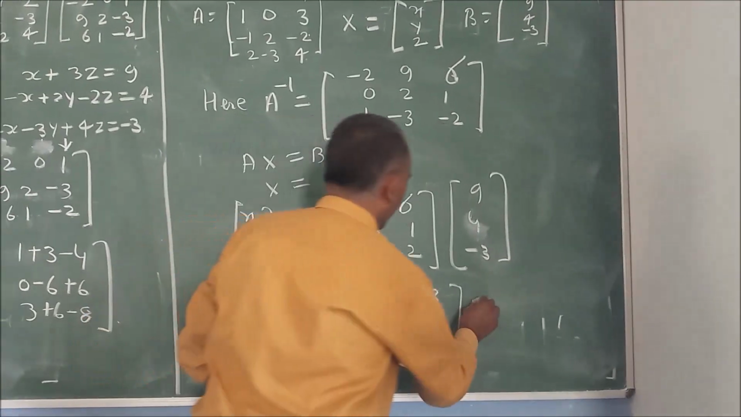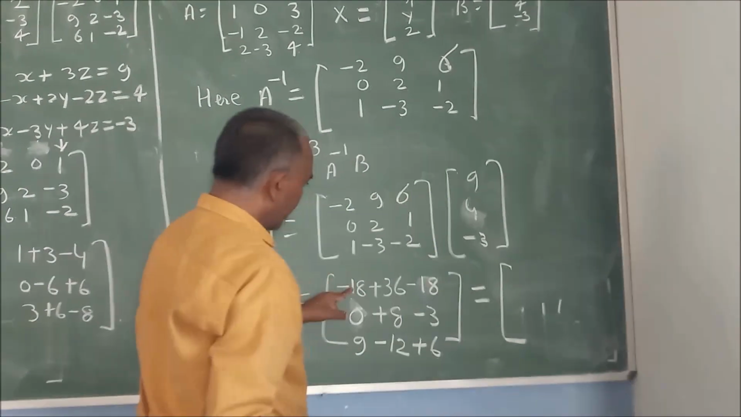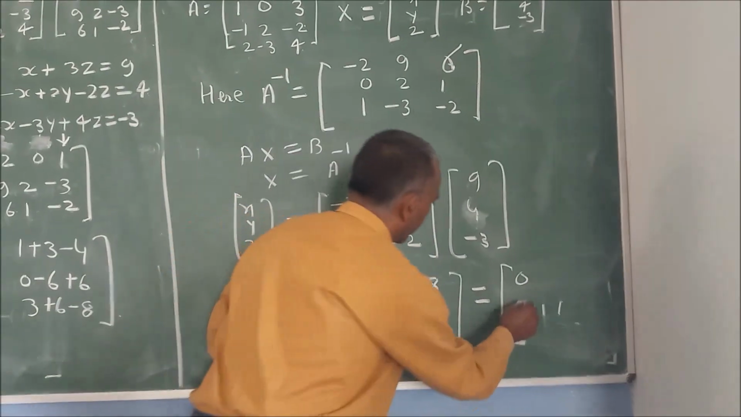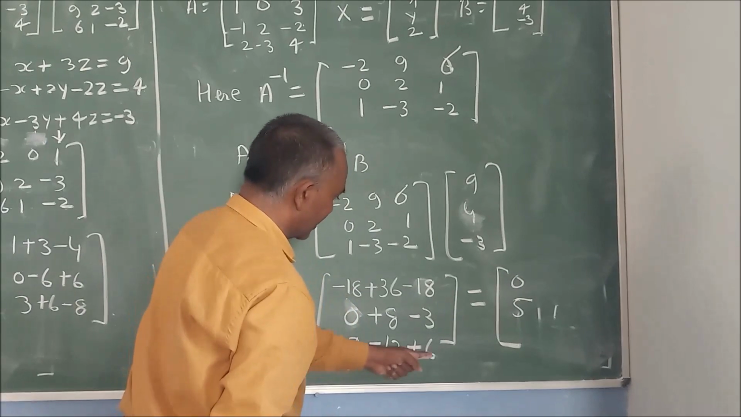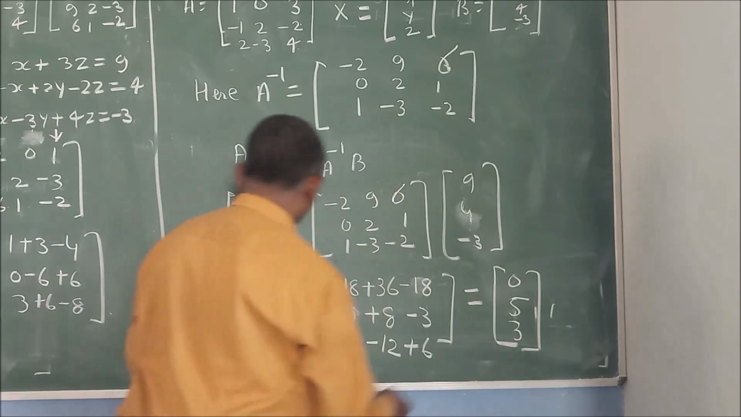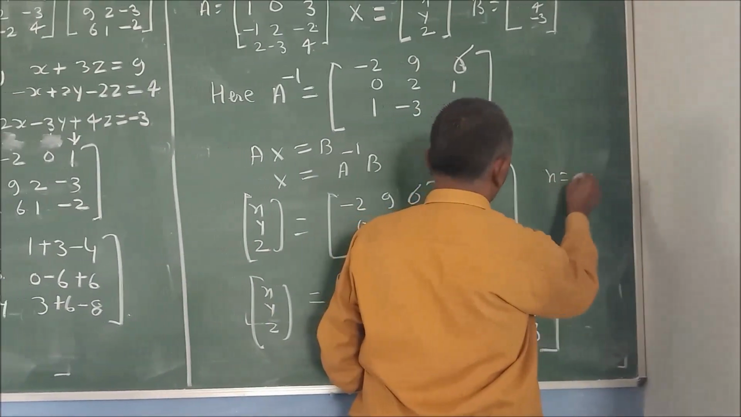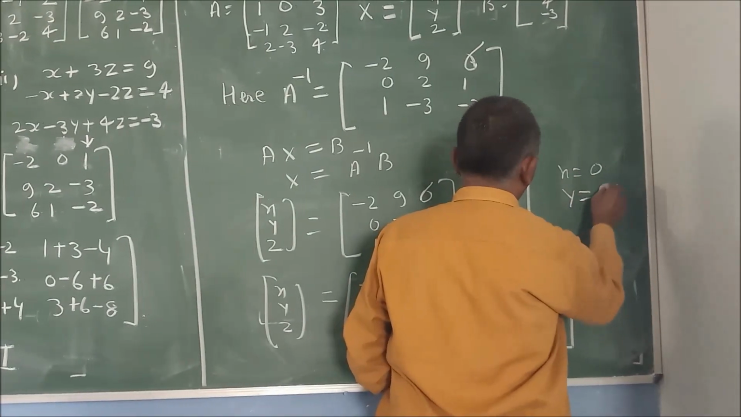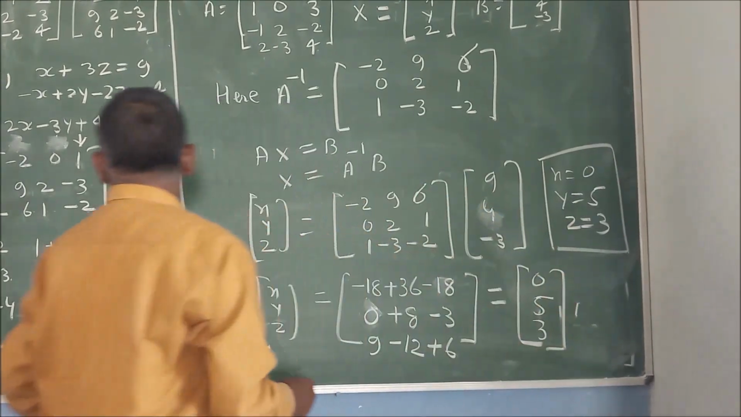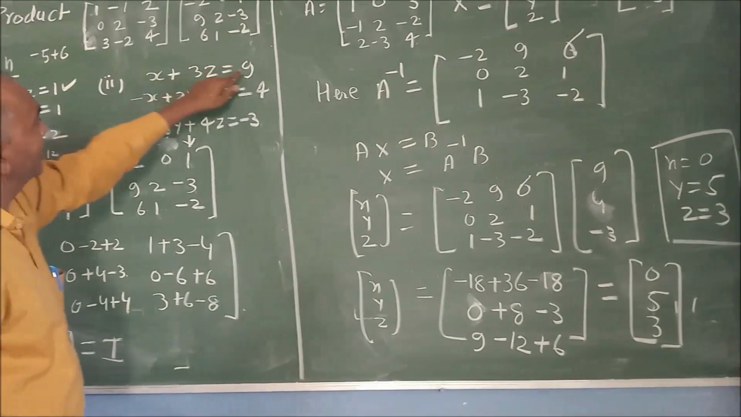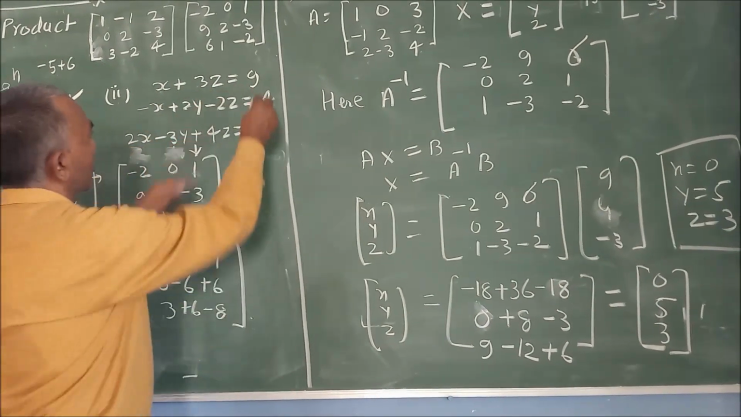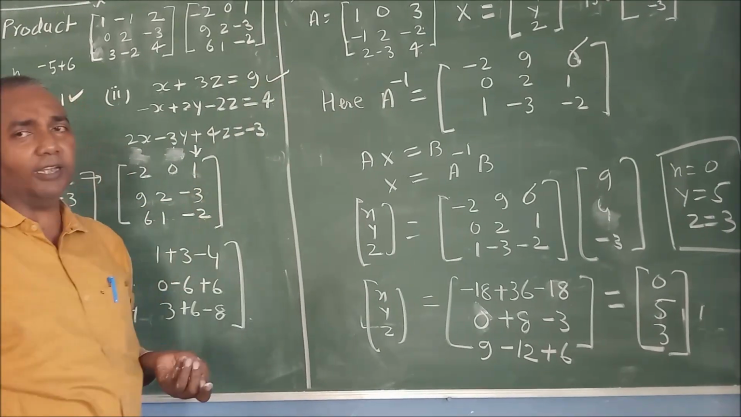So this will be equal to, what is equal to? 18, 18, 36, 36 minus 36, 0, 8 minus 3, your 5, and 9 plus 6, 15, 15 minus 12, you will get 3. So from here we can say that x is equal to 0, y is equal to 5, and z is equal to 3. And watch, this answer is correct or not. So put here, x plus 3z is equal to 9, x is 0, and 3z, 3 into 3, 9. So this satisfies the equation, that means our answer is correct.